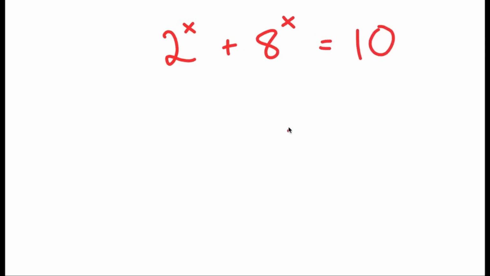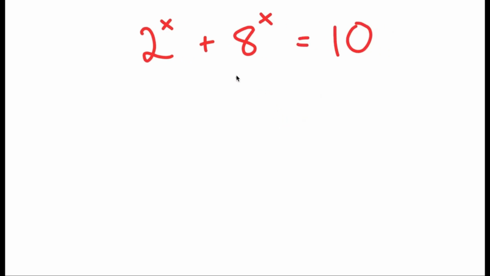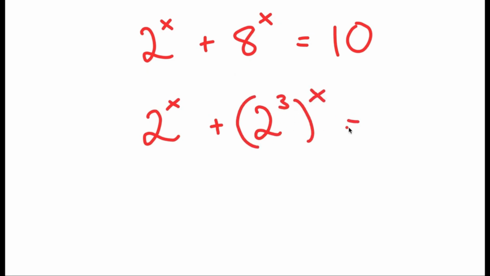Alright, so in this video, I'm going to solve the equation 2^x plus 8^x is equal to 10. To solve this, I'm going to first start by rewriting 8 as 2 to the power of 3. So I get 2^x plus (2^3)^x is equal to 10.